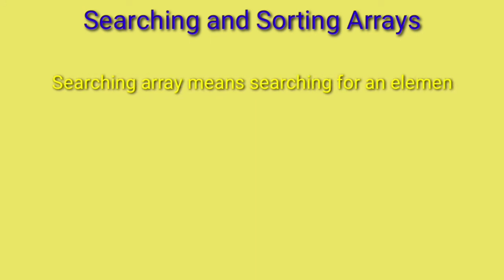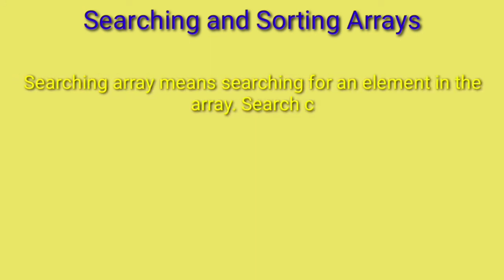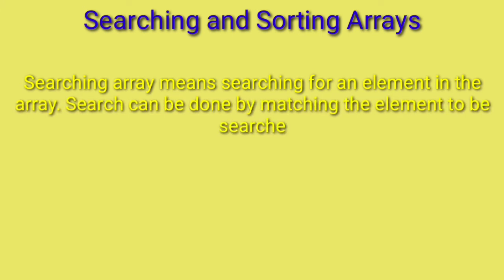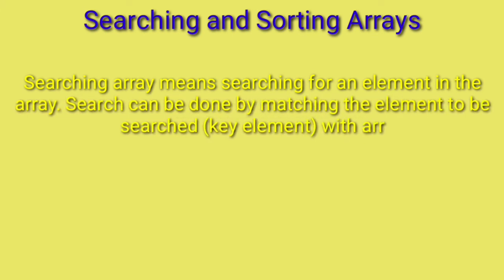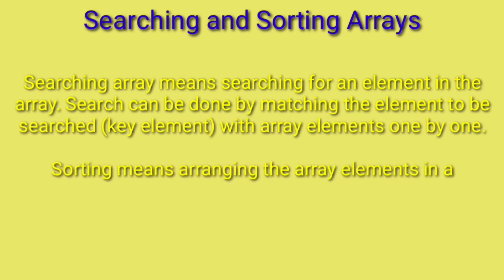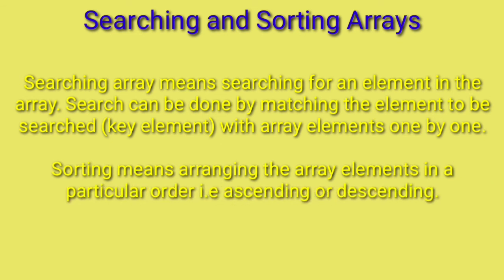Next we have searching and sorting arrays. So here I will explain the meaning of searching and sorting regarding 1D arrays. Searching an array means searching for an element in the array. So search can be done by matching the element to be searched, which is called the key element, with the array elements one by one. So this is called searching. Sorting means arranging the array elements in a particular order, that can be ascending order or descending order.